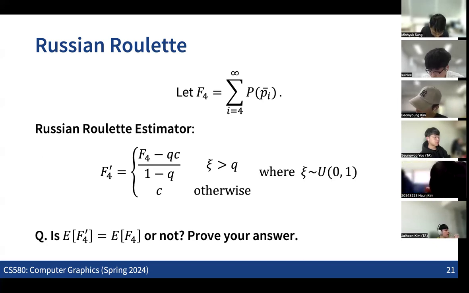But we need to see why we need this scaling and the offset term to make the unbiased estimator. So let's quickly check whether these two are the same or not.